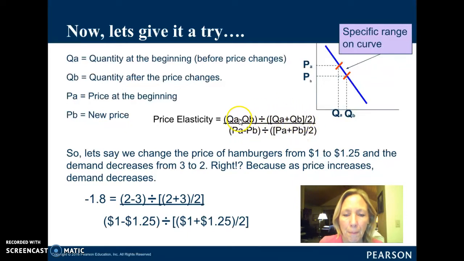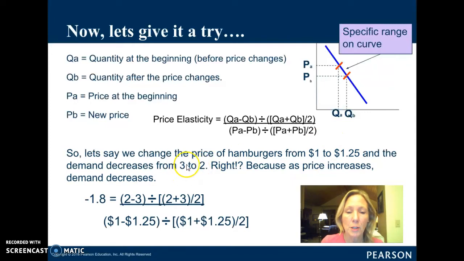So you're going to have to plug the numbers in and do the calculations. This exact problem is also in your book. If you plug those numbers in, if the hamburgers change in price from $1 to $1.25, that's going to be here in your denominator. And then the demand changes from 3 to 2. So obviously if the price goes from $1 up to $1.25, demand will decrease.